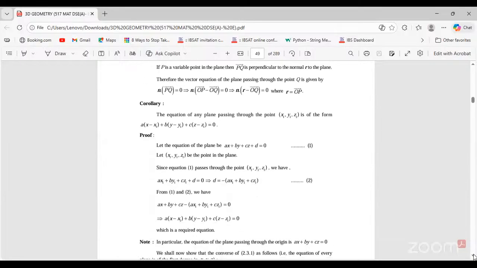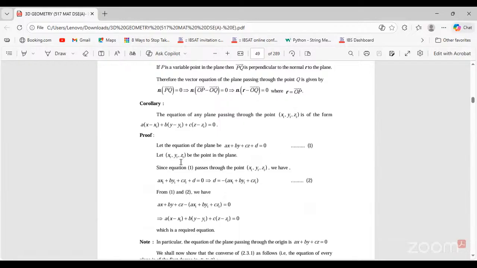Then the equation of a plane passing through the point x1, y1, z1 is of the form a of x minus x1 plus b of y minus y1 plus c of z minus z1 equals 0. And this is the corollary. We have to prove this. We take first the general form of an equation of a plane: ax plus by plus cz plus d equals 0.